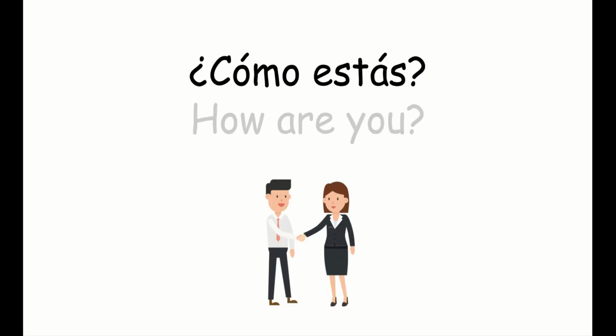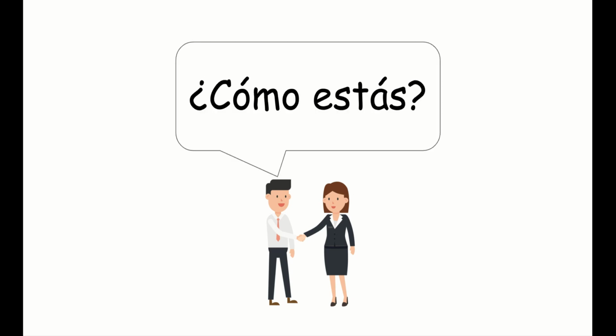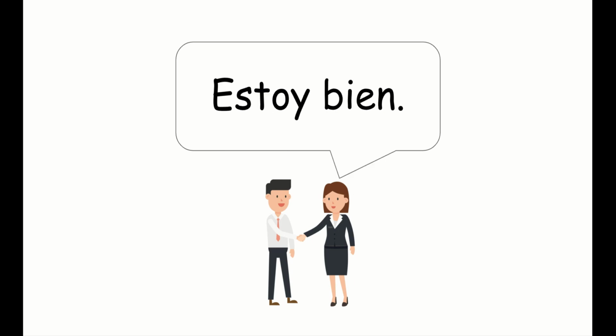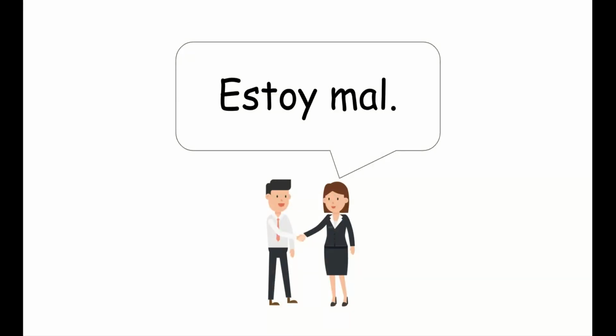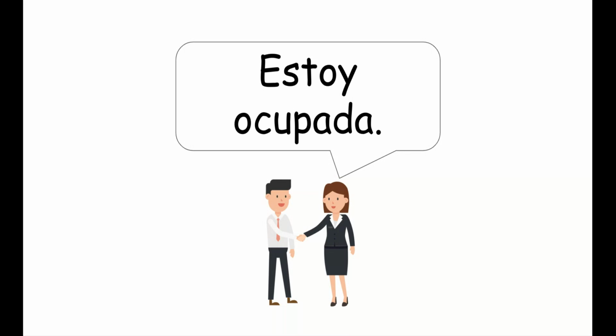So there's a lot of different ways you can use the verb estar. First one you probably know is ¿Cómo estás? How are you? So you're asking someone how they're feeling. ¿Cómo estás? If someone asked you, ¿Cómo estás? You could say a lot of different things. For example, you could say, Estoy bien, I'm good. Estoy mal, I'm bad. Estoy ocupada, I'm busy.